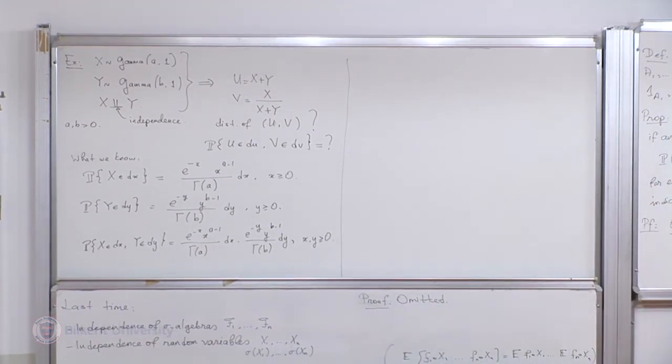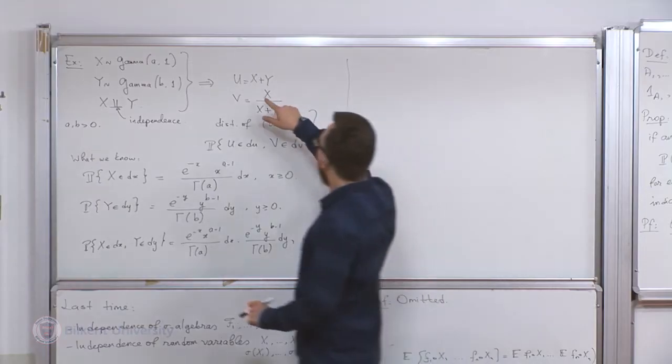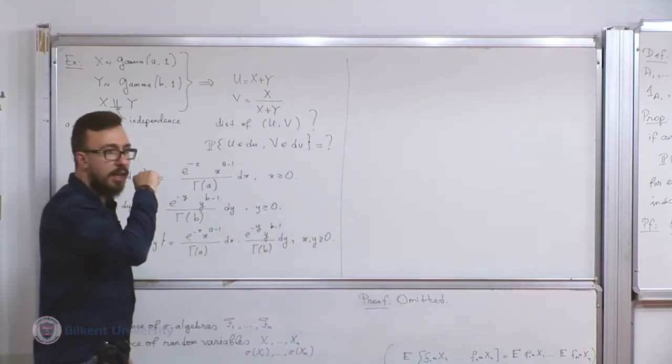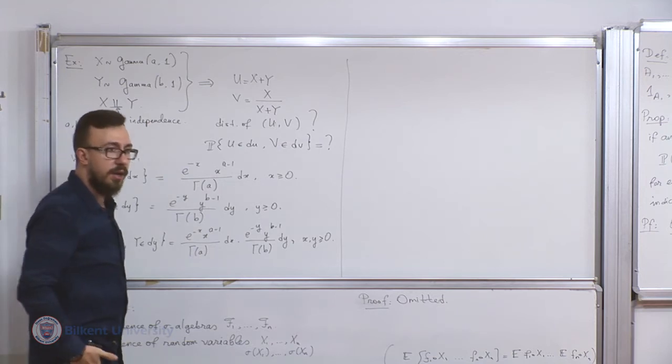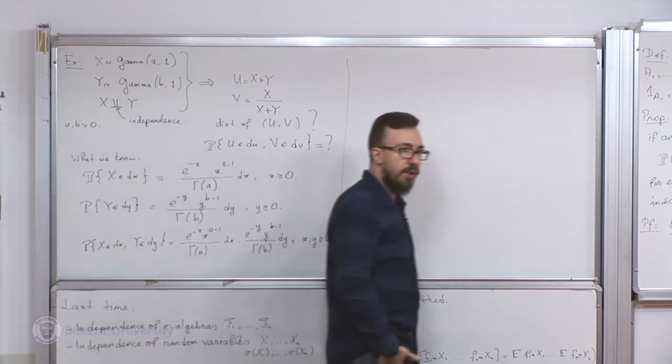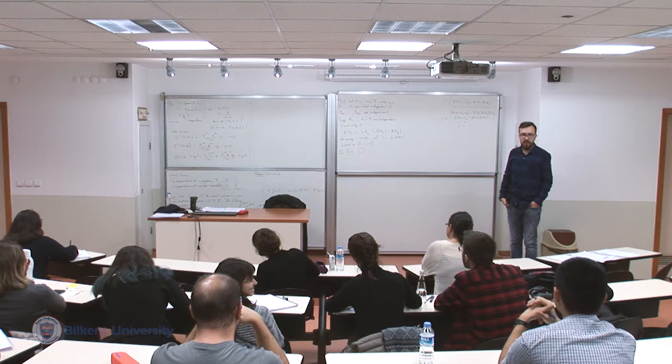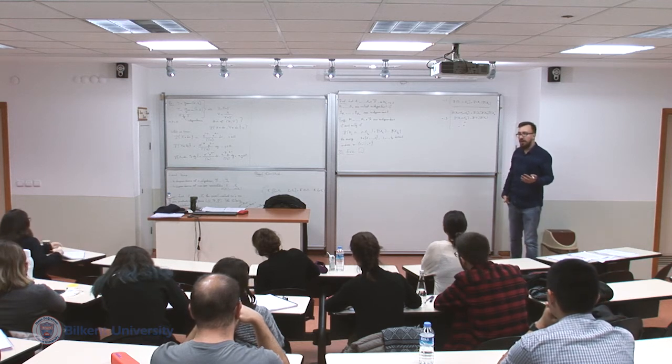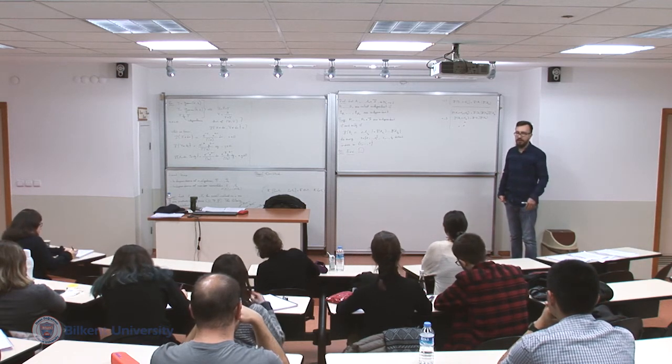So how can we determine the distribution of UV, the vector UV? So you want to write it as x over u or something like that? Okay, then what should we do? Okay, so can you come up with a general method, general idea?